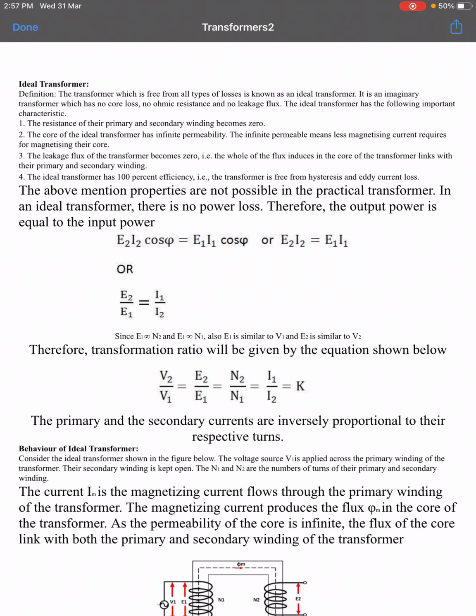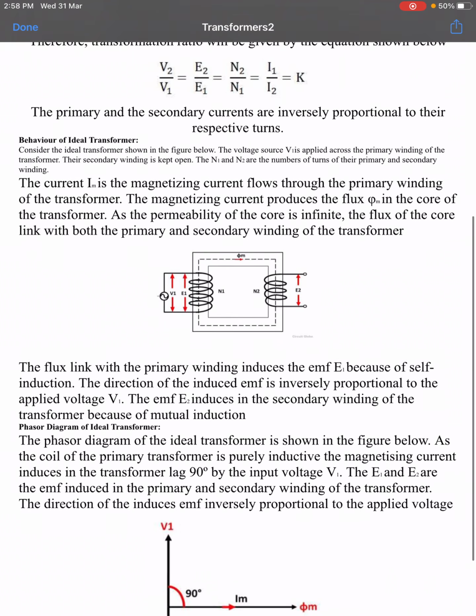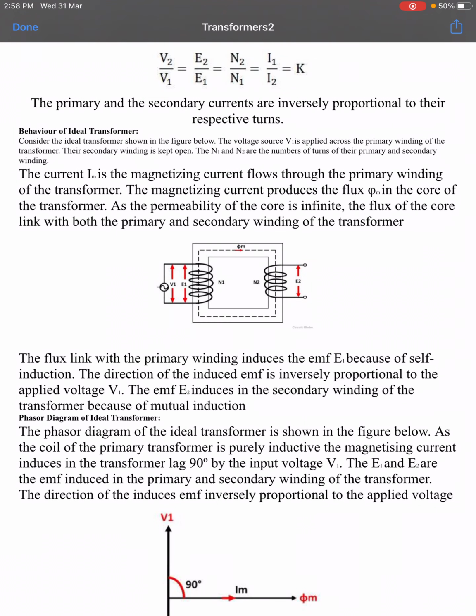The applied voltage on the primary side we represent as V1. The applied voltage on the secondary side we represent as V2. The induced EMF on the primary side we represent as E1, and on the secondary side as E2. The number of turns on the primary side we represent as N1, and on the secondary side as N2.